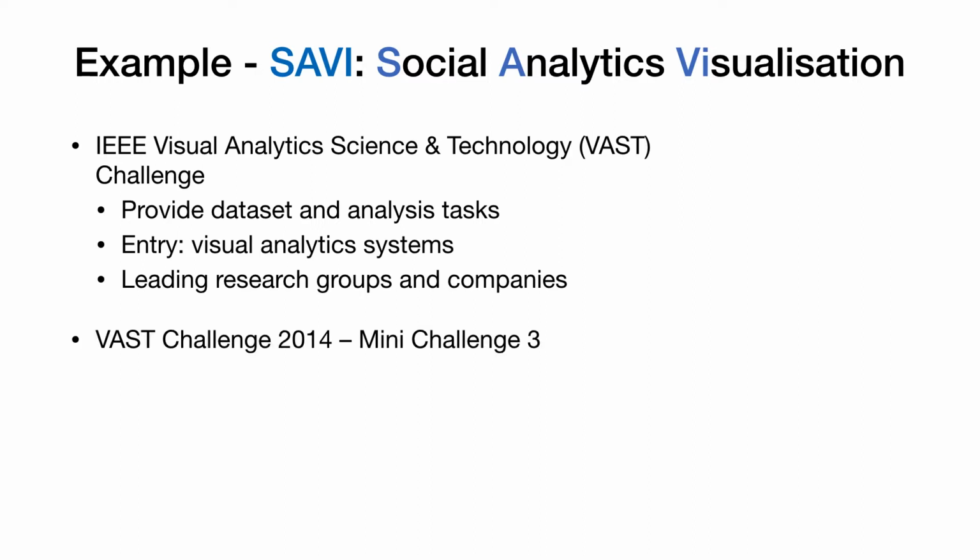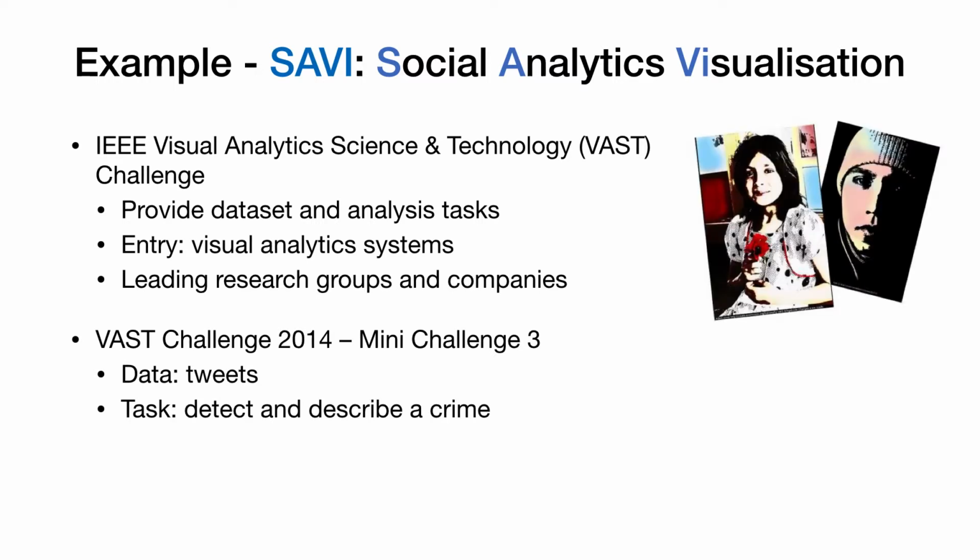This example is from 2014, mini challenge 3. So the data you have is tweets. We'll see examples in the next slides. And the task is to detect and describe crime using the tweet data only. If you think about that for a minute, it's actually quite a difficult challenge. No criminal will describe their activities in a tweet, say, I'm going to rob this bank now. So to detect and describe a crime using tweets only is quite a subtle and delicate task.